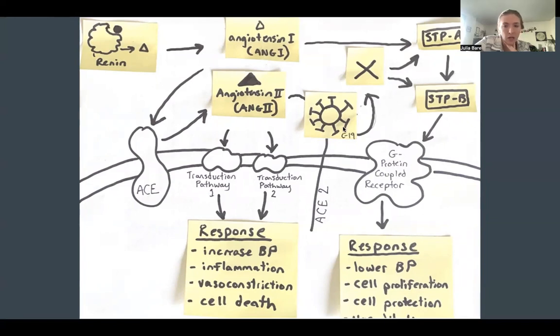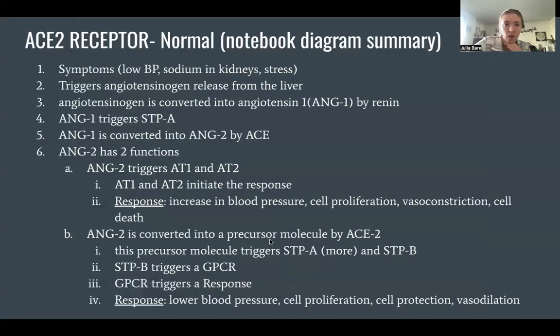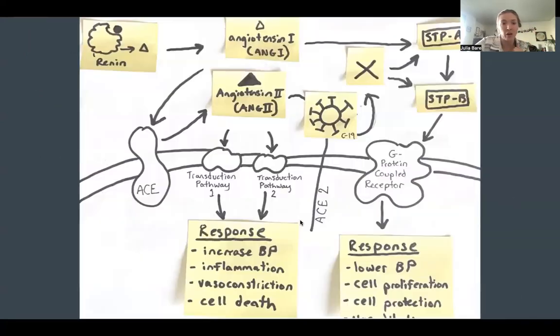So when COVID-19 bonds to the ACE2 receptor, you basically get a continued increase of blood pressure, inflammation, vasoconstriction, and cell death, which can be really dangerous if it's allowed to be continued. So this is sort of a summary of how that process works. If you want to write down these notes, this is just a summary of each of the different steps that I just talked about in this diagram.